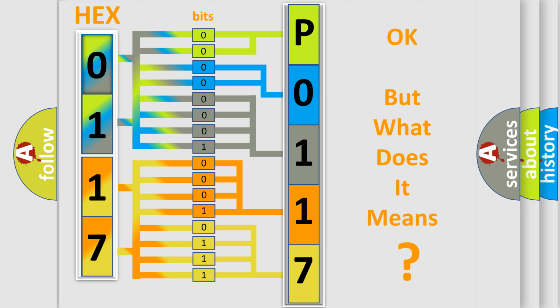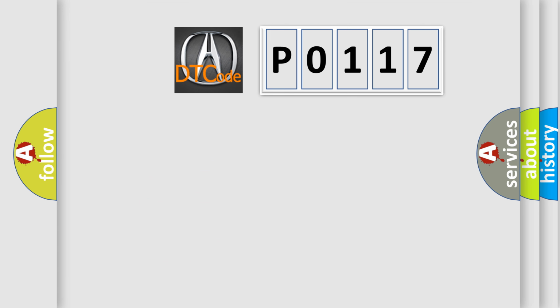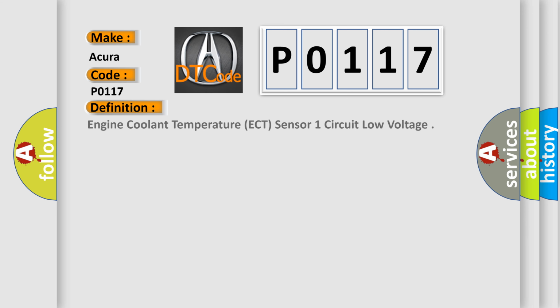The number itself does not make sense to us if we cannot assign information to what it actually expresses. So, what does the Diagnostic Trouble Code P0117 interpret specifically for Acura car manufacturers? The basic definition is engine coolant temperature ECT sensor 1 circuit low voltage.